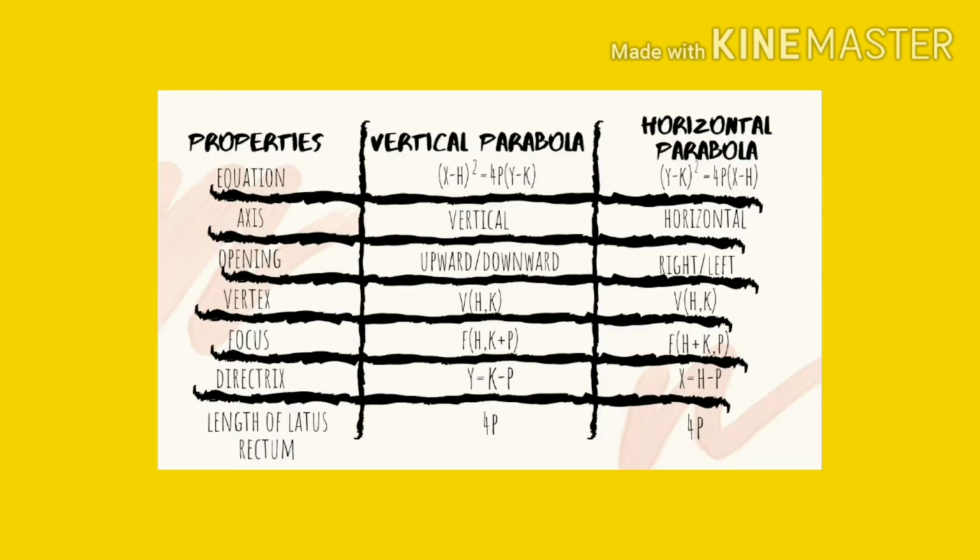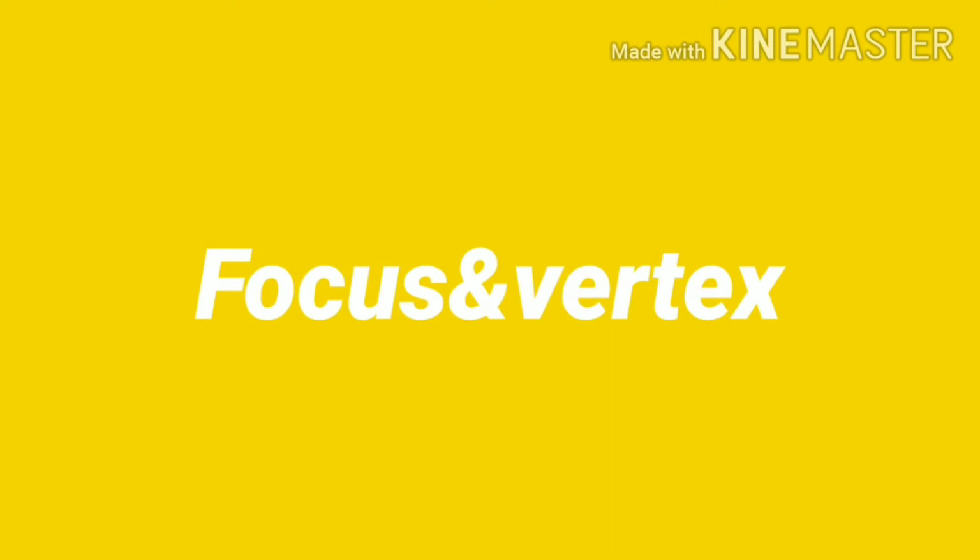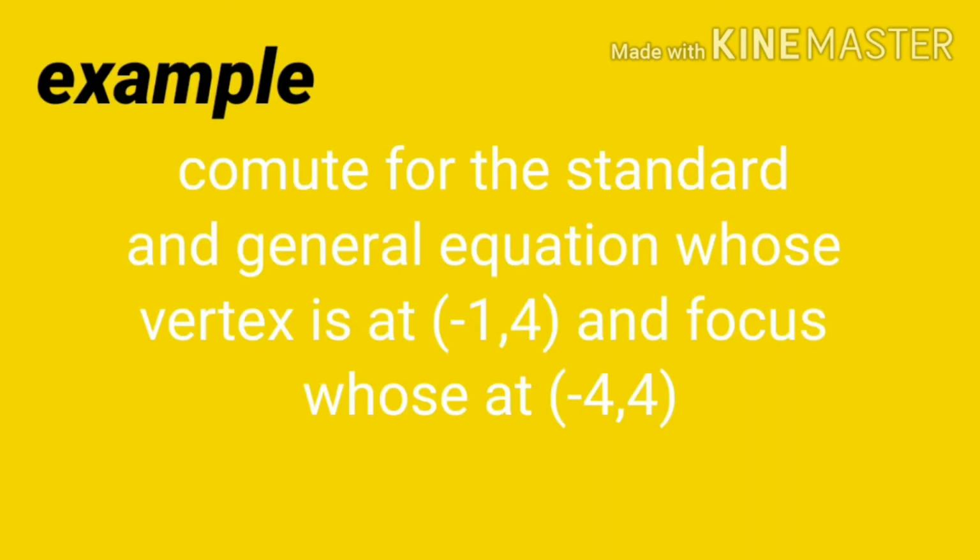Now that you can solve for the general equation, let's try your skills by solving an equation with given properties, which are the focus and vertex. Compute the standard and general equation whose vertex is at (-1, 4) and focus is at (-4, 4).